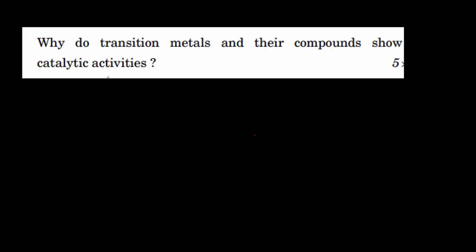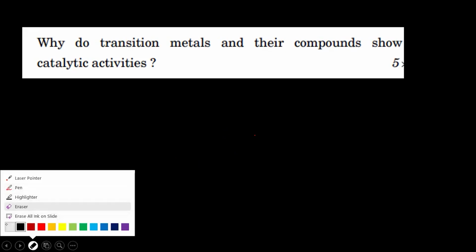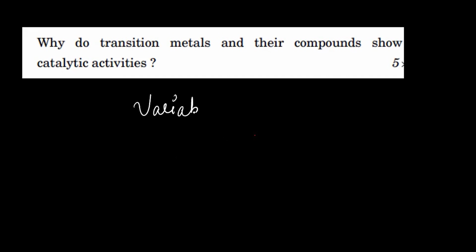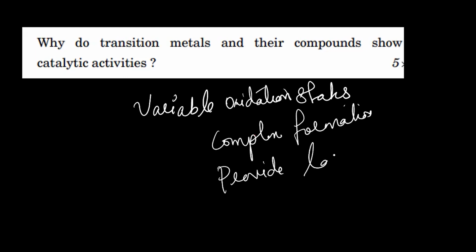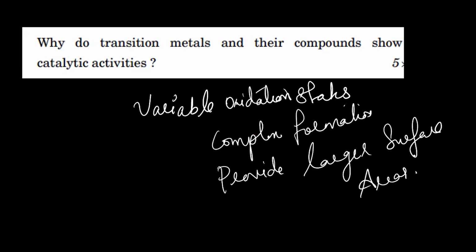Next question is, why do transition metals and their compounds show catalytic properties? So we know transition metals show variable oxidation states, and they take part in complex formation. These transition metals also provide larger surface area. That is why they show catalytic activities.